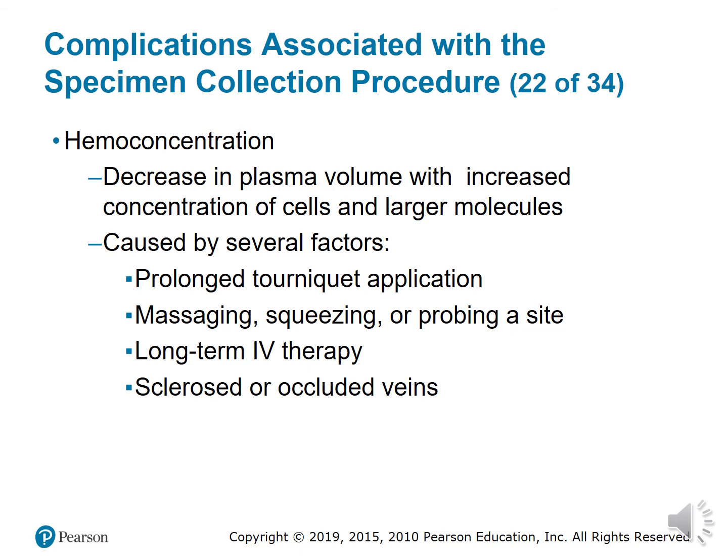Hemoconcentration: decrease in plasma volume with increased concentration of cells and larger molecules caused by several factors. Prolonged tourniquet application, massaging, squeezing, or probing a site, long-term IV therapy, sclerosis or occluded veins. You'll talk more about why you shouldn't massage or squeeze sites when you get into chapter 11. Long-term IV therapy, because they've had this needle in their arms for so long, being pumped with fluids, that can cause changes. Terry spoke about sclerosed skin and occluded veins.